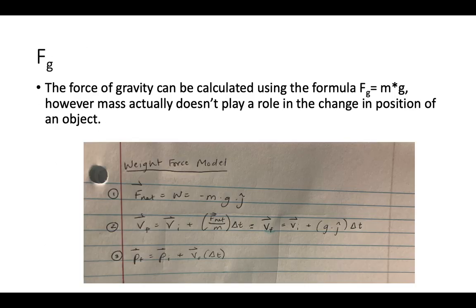The first force we'll take a look at is the force of gravity, also known as weight, and we can calculate this force by multiplying mass times the gravity constant 9.8 if the object is on Earth times j hat. One thing to note about the force of gravity is that while mass is used to calculate it, mass does not actually affect the changing velocity of an object, because as you can see here, the net force is divided by mass, so mass cancels out.